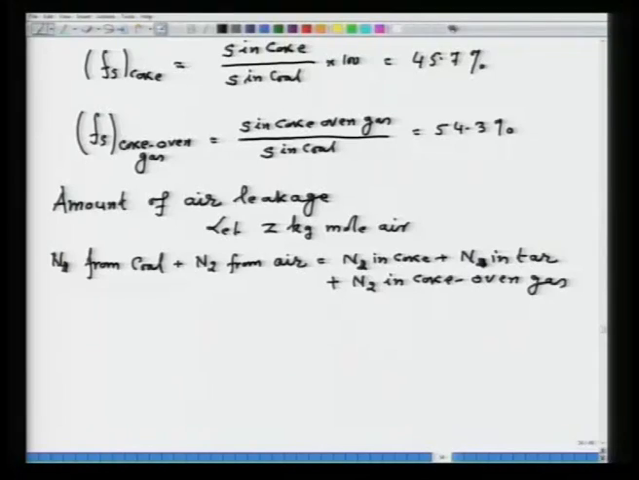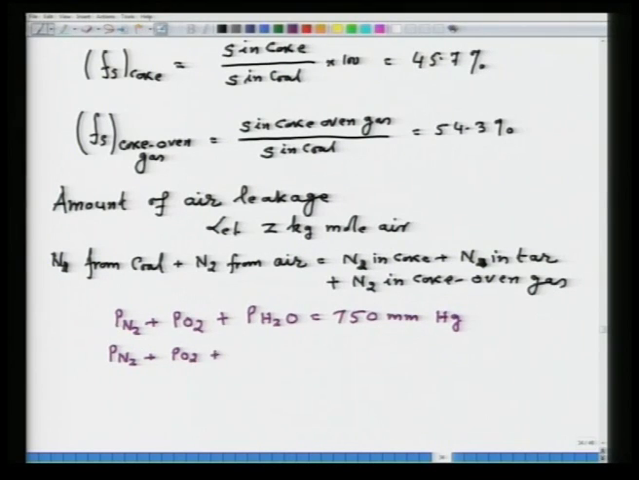Now, before this you have to find out the composition of air. Now, you see we are given, say, PN2 plus PO2 plus PH2O, that is equal to 750 millimeter of mercury. That is what we are given. Now, PH2O we can find out. So, PN2 plus PO2 plus 25.21, the saturated vapor pressure, into relative humidity 0.4, that is equal to 750 millimeter of mercury.